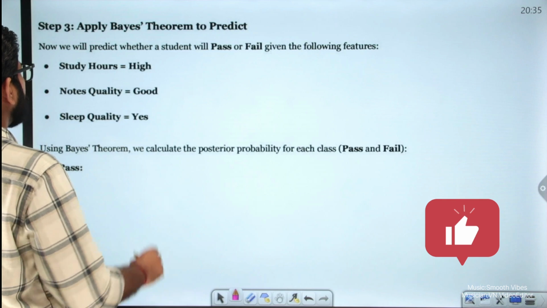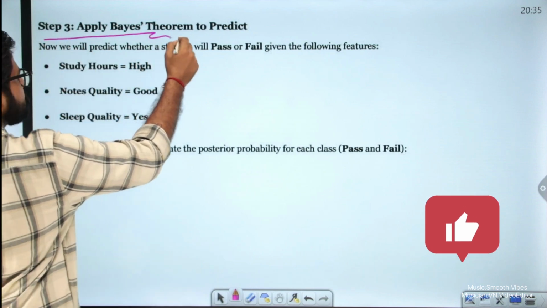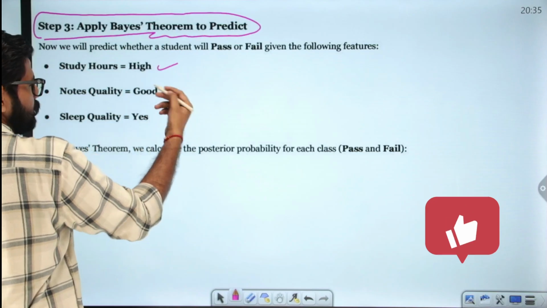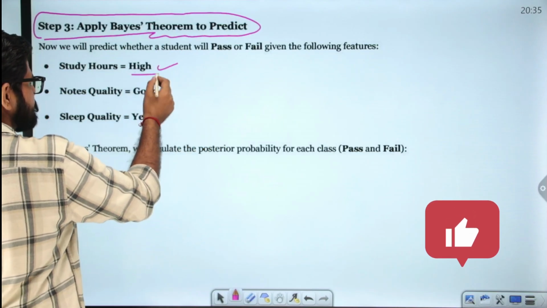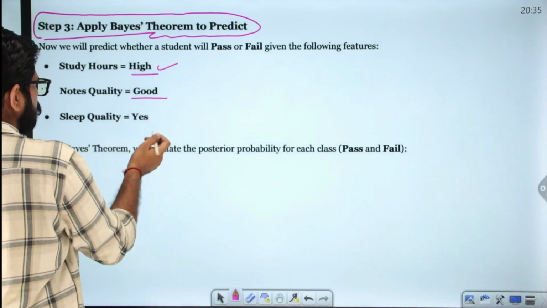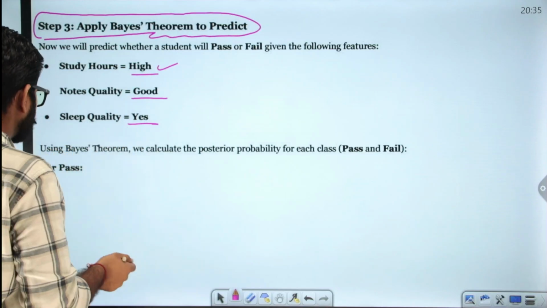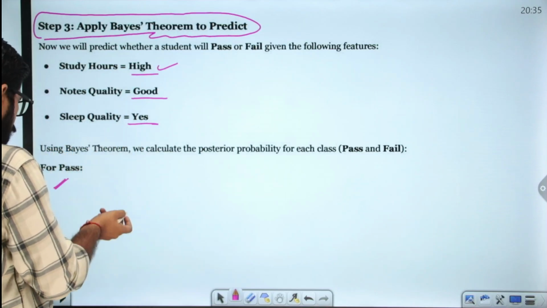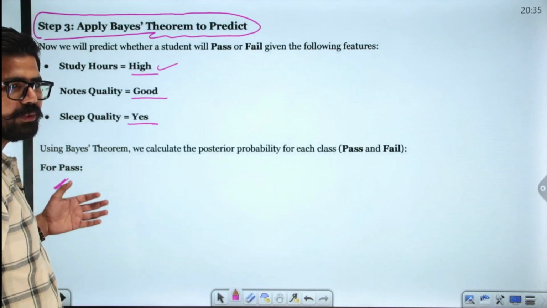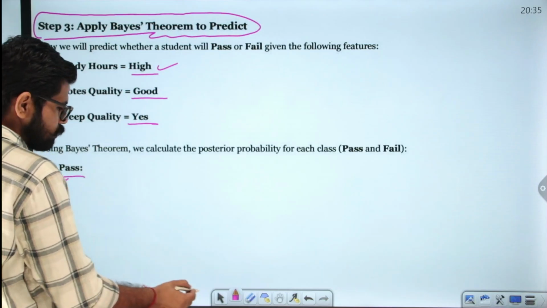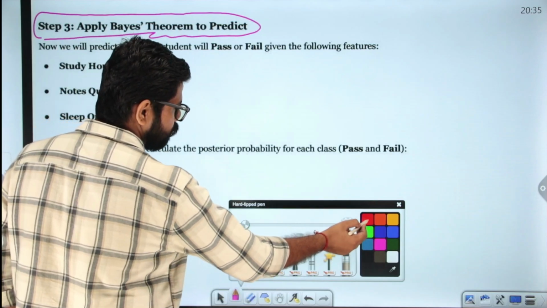मूविंग फर्दर, नाउ यू नीड टू अप्लाई द बेस थ्योरम टू प्रिडिक्शन. So here a model case is given that study hours is high, notes quality is good and the sleep quality is yes. Then you need to find out whether the student is pass or not. So for that you need to apply the Bayes theorem formula. Okay, so we can apply the Bayes theorem formula here.